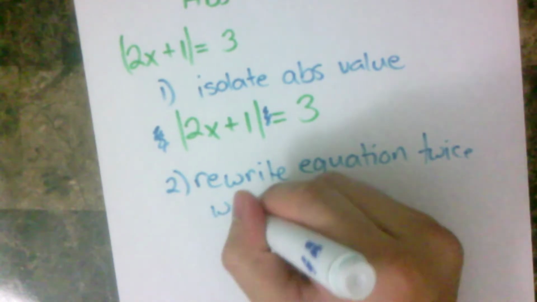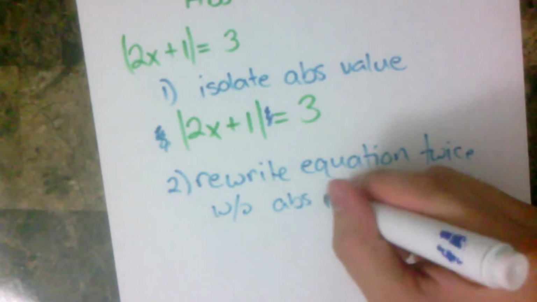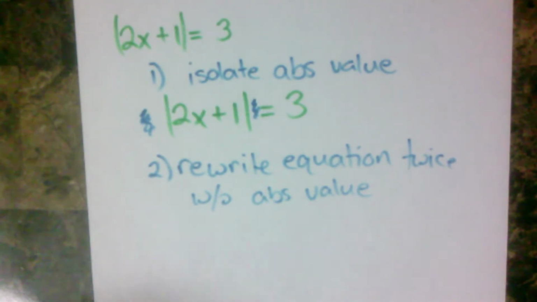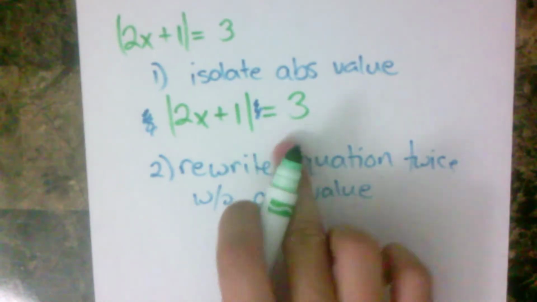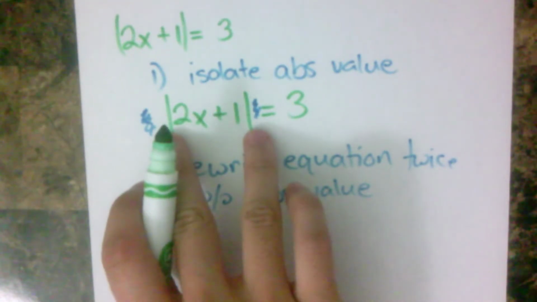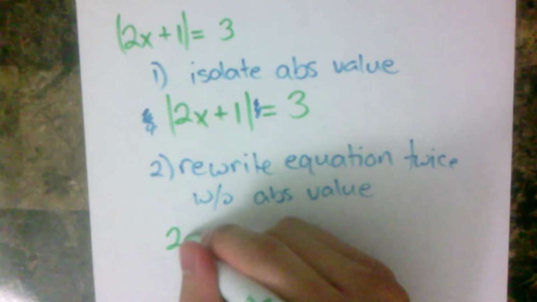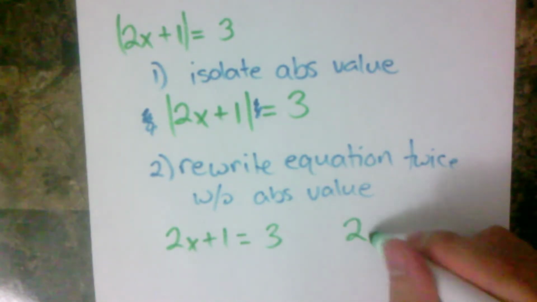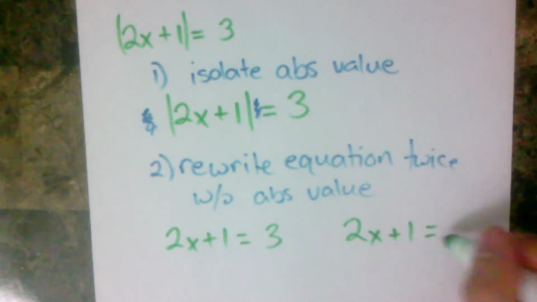So without absolute value. Okay? So what that looks like is this. We're going to take our same equation, 2x plus 1 equals 3, and we're going to write it without those absolute value bars. Okay? 2x plus 1 equals 3.